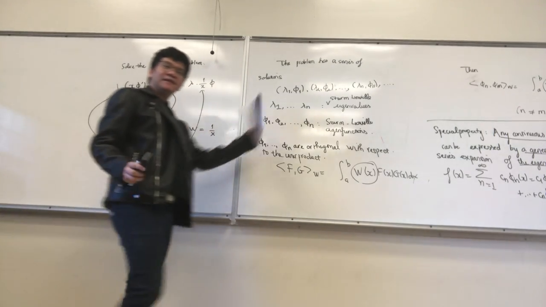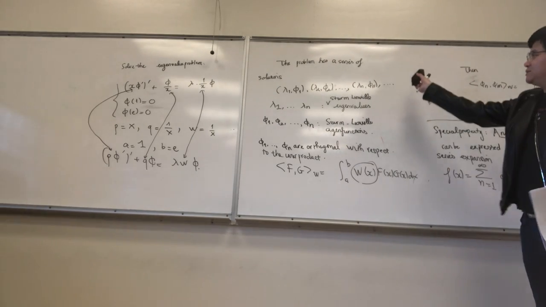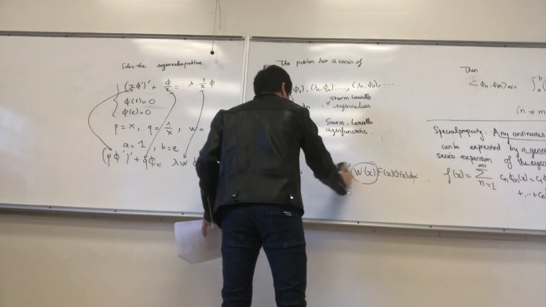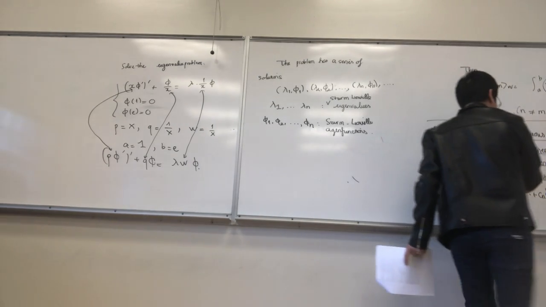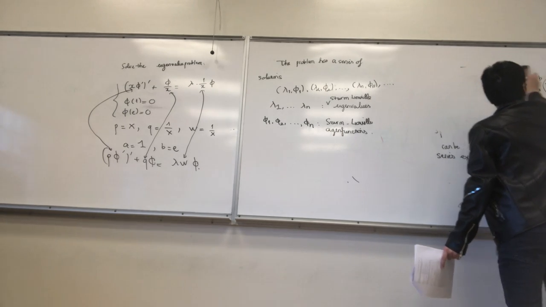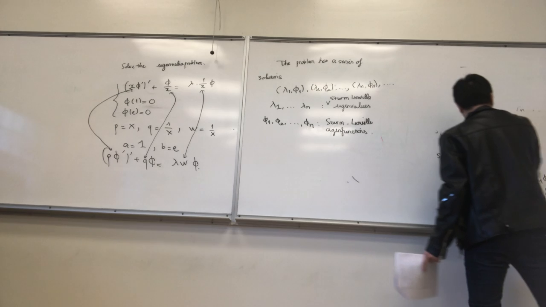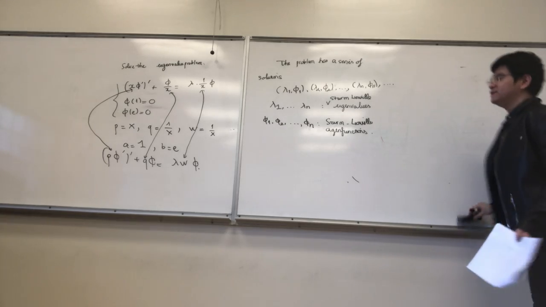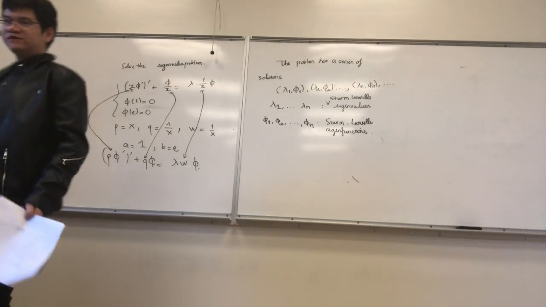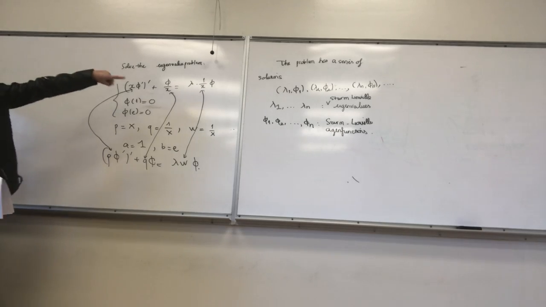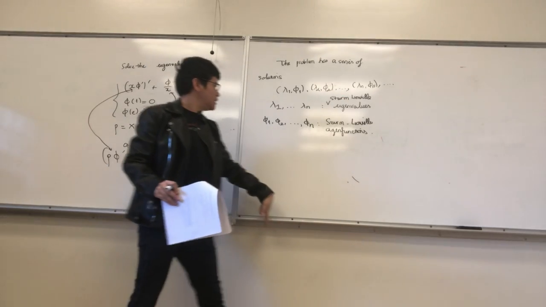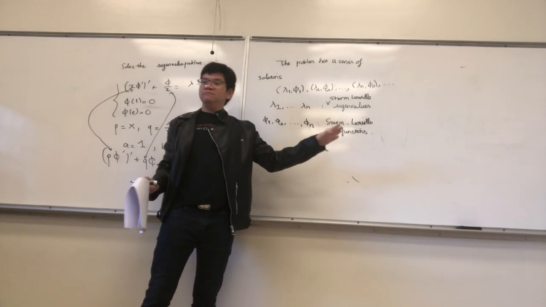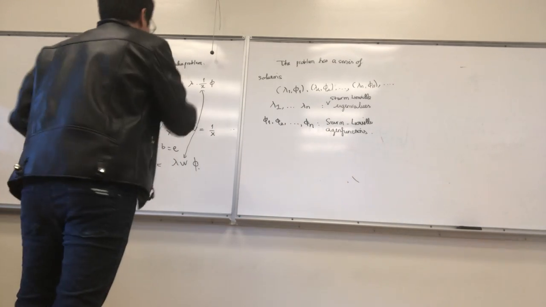Right, which means that this theory applies. According to the Sturm-Liouville theory, this problem is going to have a series of solutions: lambda 1, phi 1, lambda 2, phi 2, lambda n, phi n. So lambda 1 to lambda n are the Sturm-Liouville eigenvalues, and phi 1 to phi n are the Sturm-Liouville eigenfunctions. All right? So let us try to solve.